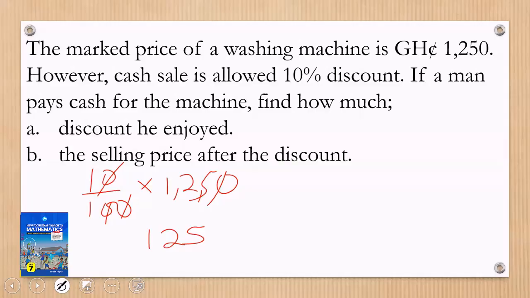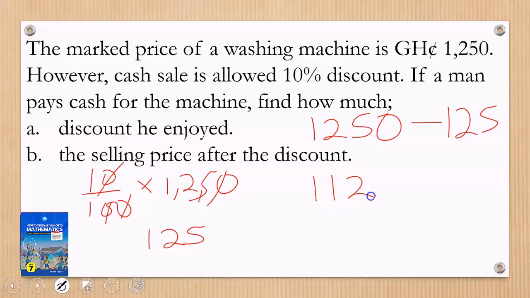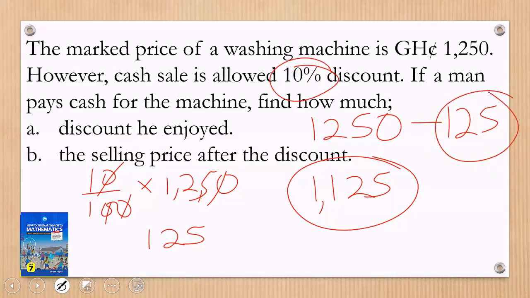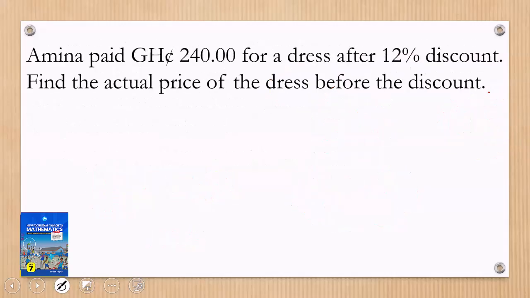Now, the question also says find the selling price after the discount. So if the price was 1,250 and you are taking off 125 from it, then how much will I pay? I'm going to get 1,125. So this is the amount I'm supposed to pay for the washing machine after receiving a discount of 10%, which is worth 125 Ghana cedis of the original price. I hope it makes sense. Let's take another example and see.